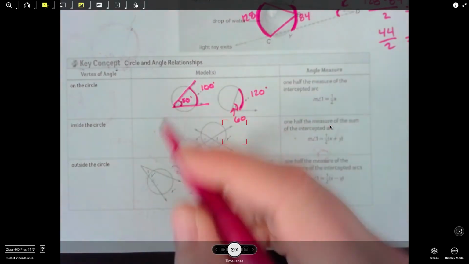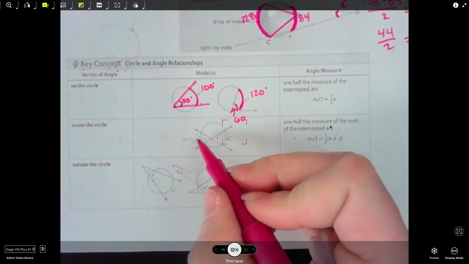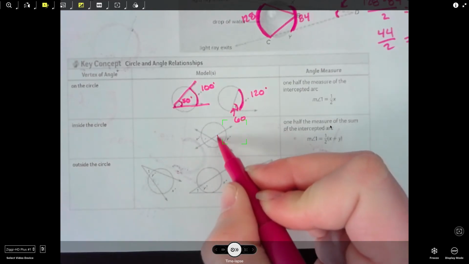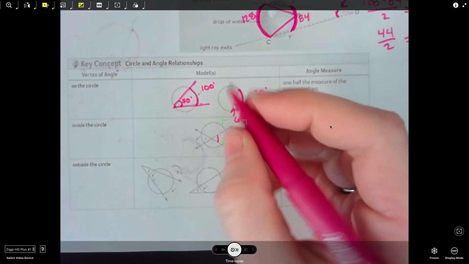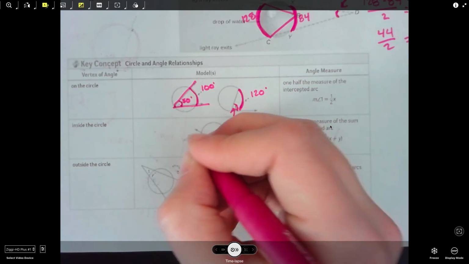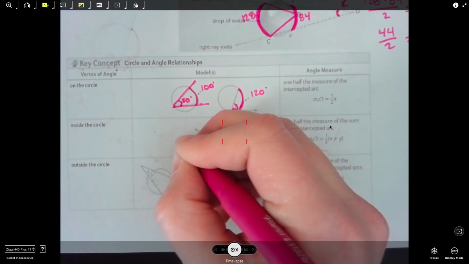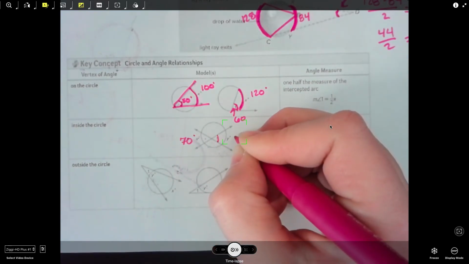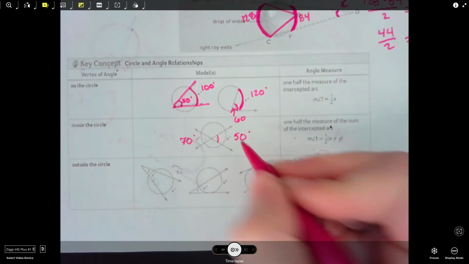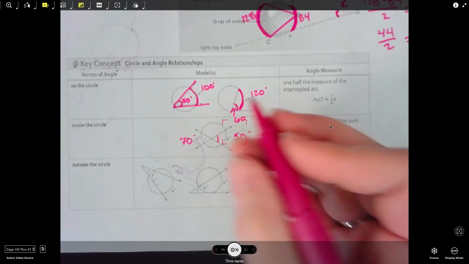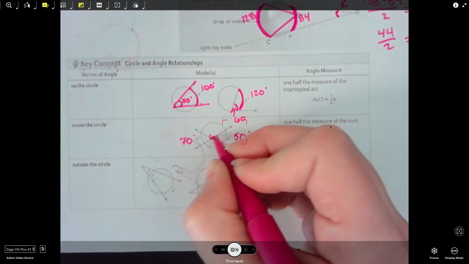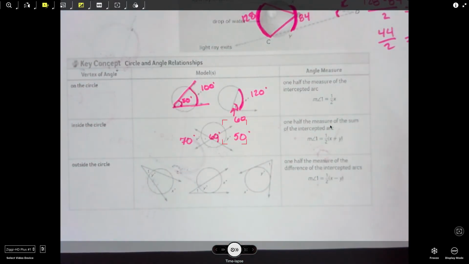If they intersect inside of the circle, you add the angles together and divide by 2. So let's say 70 and 50 degrees added together. 70 plus 50 is 120, divided by 2. This guy would be 60 in here. It's like you're taking the average of the two, all right?